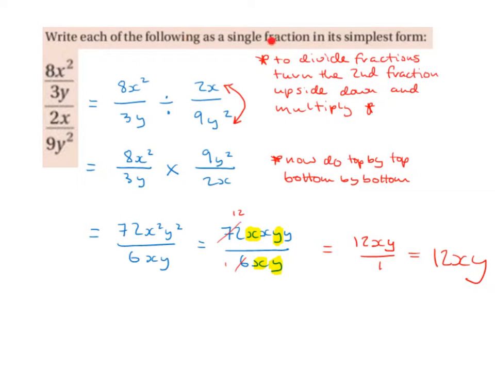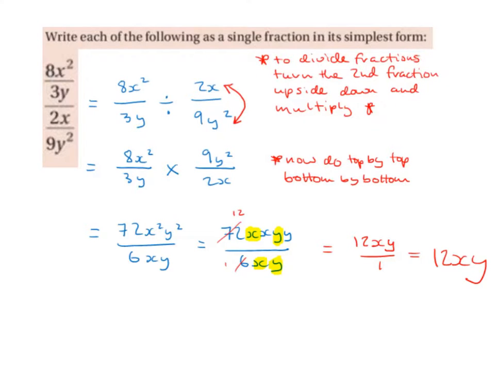Write each of the following as a single fraction in its simplest form. So we have 8x squared over 3y divided by 2x over 9y squared. If we want to write this out in another way, we can say 8x squared over 3y, that line becomes the divide symbol, and then 2x over 9y squared.